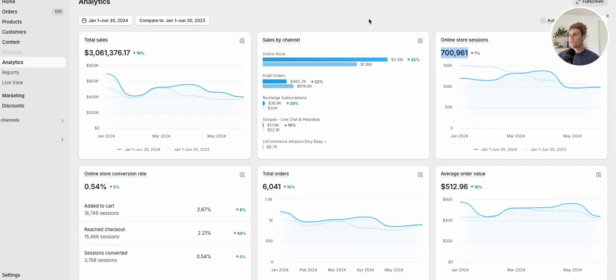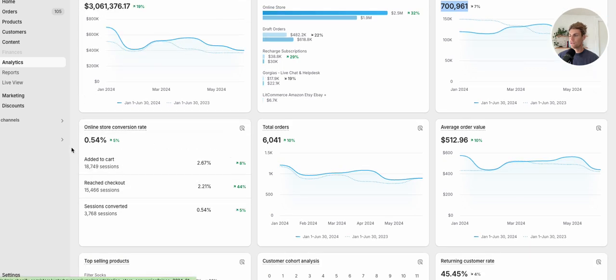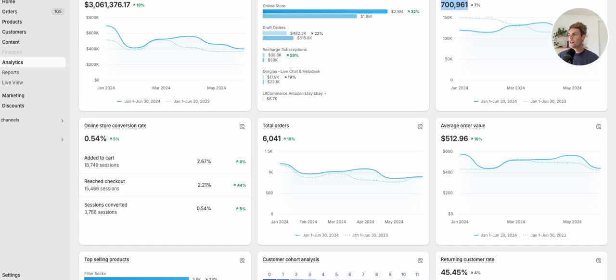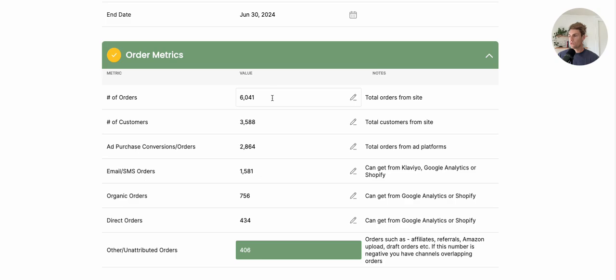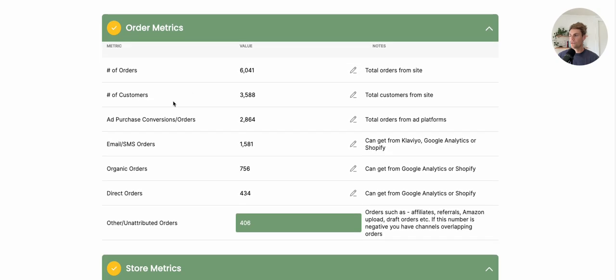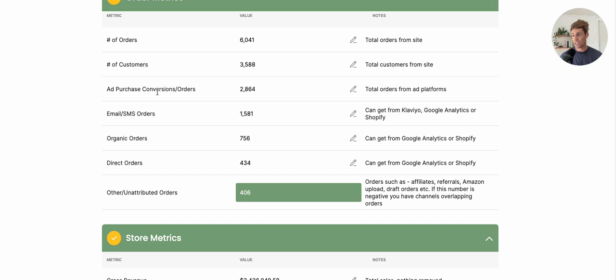On the homepage, you're going to be able to get online sessions. You're going to get your total revenue, conversion rates, and total orders is just here. You're going to take all of that information and put it in here. So orders, customers, and then for this section here, for where customers are coming from. Now this is going to be rough and there are some notes here on where you can get this from. But ideally you want to get this from your Google Analytics.